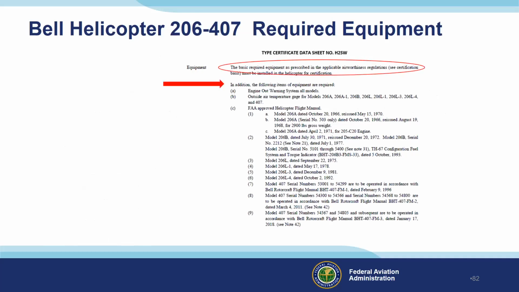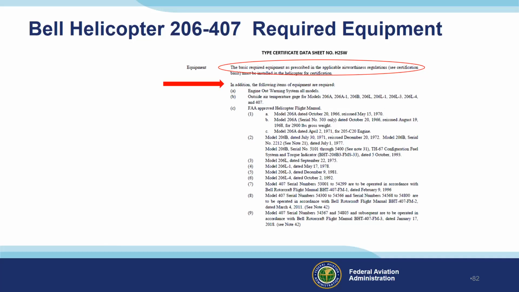Here it is for the Bell helicopter, and it also lists an engine out warning system. And I once came across an operator who removed and placarded a mast moment indicator on, I think it was, a BO 105 helicopter. It was a Part 135 operation. They removed and placarded the mast moment indicator system, and they did a 337 for that.